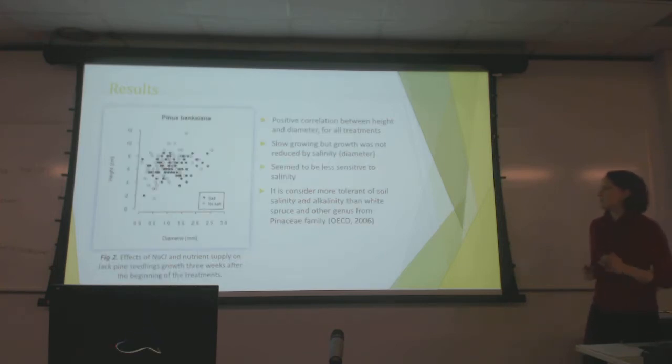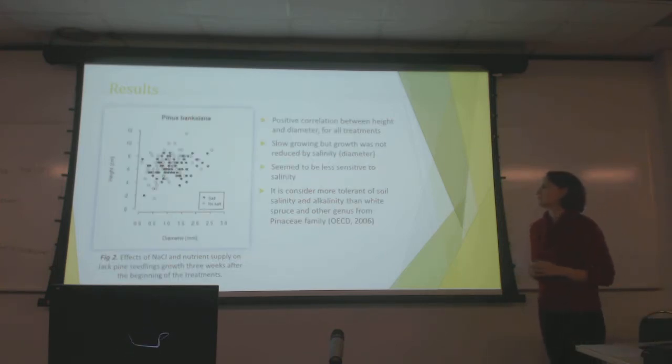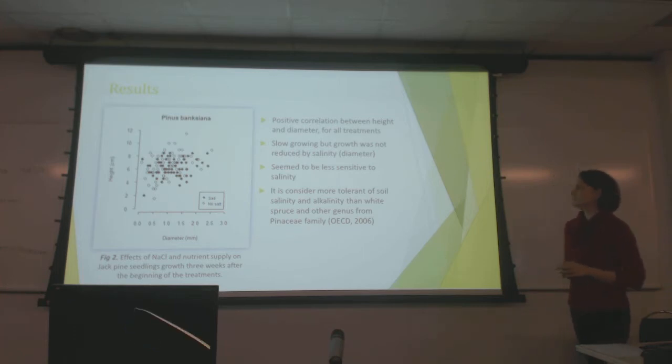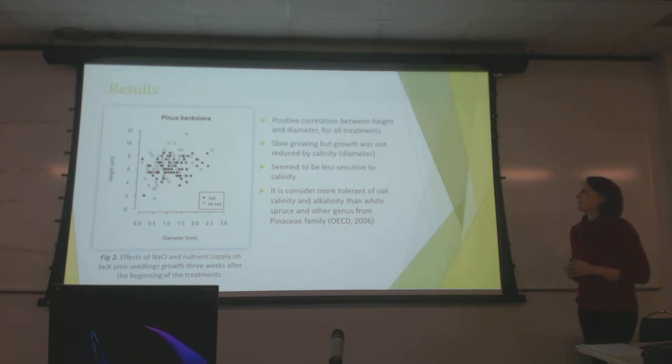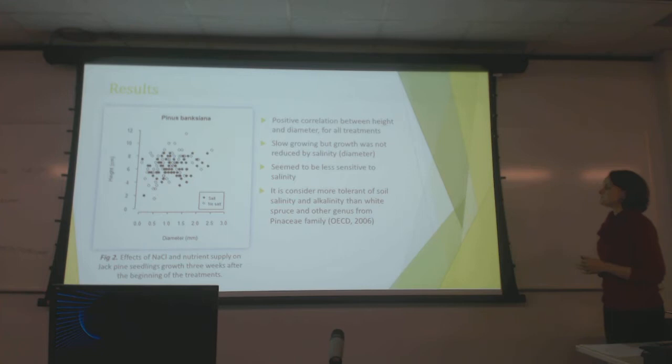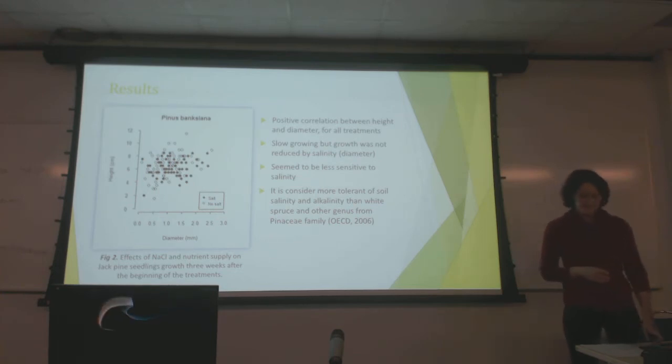For jack pine, we could observe a positive correlation too. For all treatments, they grow slowly, but the growth wasn't affected by the salinity, as we can see in the diameter analysis. It seems to be less sensitive to salt, and jack pine is considered more tolerant of salinity than white spruce and other genera of the Pinaceae family.